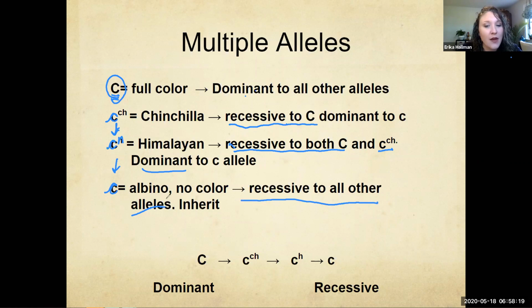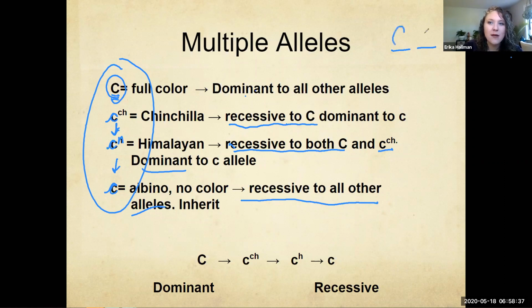All right. So let's talk about how we actually get our genotypes. Again, remember that genotypes always have two alleles, but now we can choose from any of these four alleles to make our genotypes. So for example, let's start going through the many, many combinations. We could have big C, big C. We could have big C, c^ch. We could have big C, c^h. We could have big C, little c.